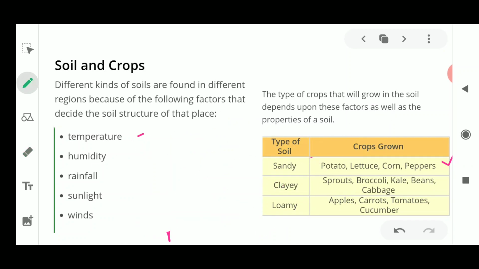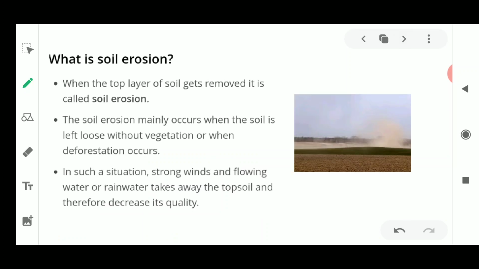Okay, so this was all about the soil and the crops, and they are interrelated with each other. These soil types are decided by these factors, and these factors are going to decide the crops which could be grown in these kinds of soil. Okay, so this was all about the soil and the crops. Next we go on to the next slide, that is going to tell you about one very important phenomenon, that is soil erosion.